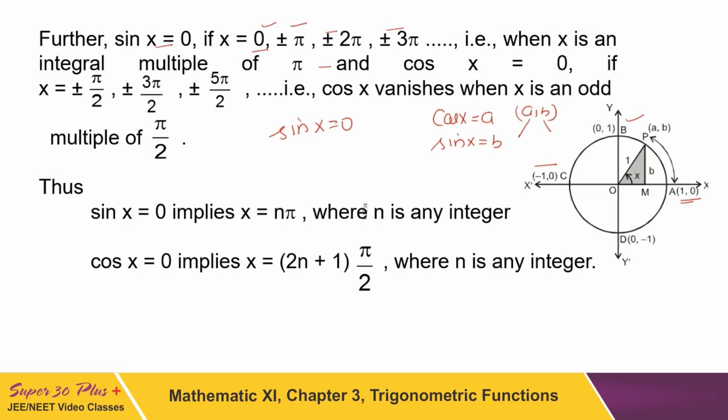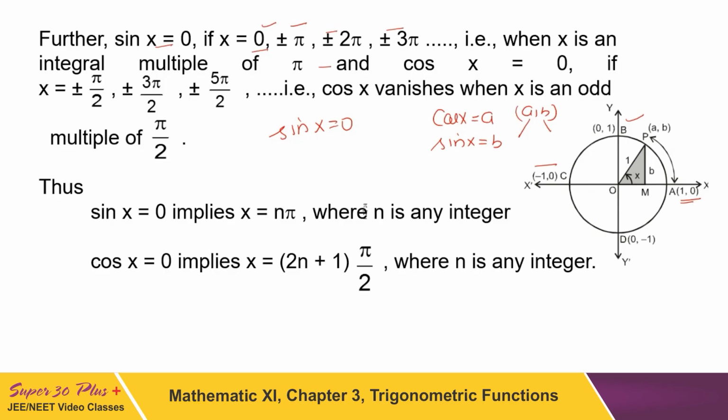The X coordinate corresponds to the cos of that angle, meaning it corresponds to pi by 2 and 3 pi by 2, or their complete term, minus pi by 2, minus 3 pi by 2, 5 pi by 2. It is the odd multiple of pi by 2. Their cos x is 0. You can say that cos x vanishes when x is an odd multiple of pi by 2.